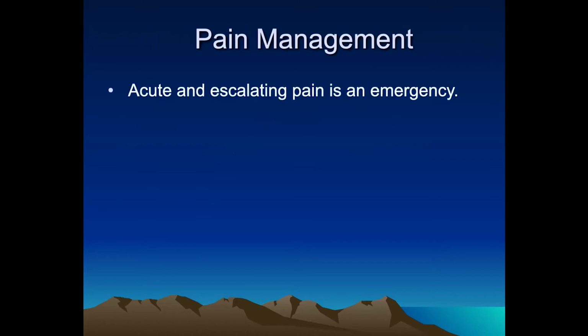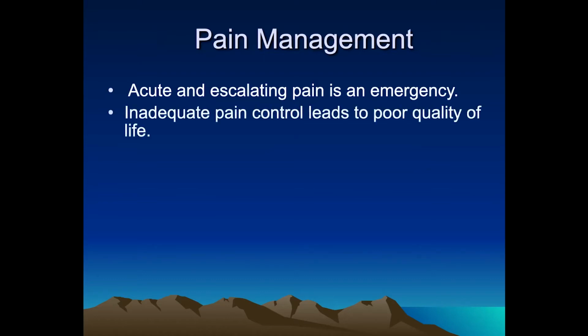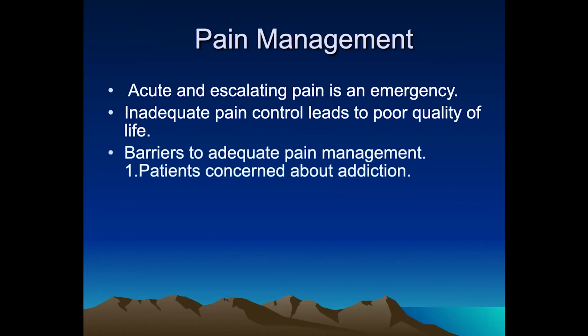So acute and escalated pain is an emergency. That's why generally we need to control it as soon as possible. Generally, poor control means poor quality of life. But in general, we are not usually doing a good job.